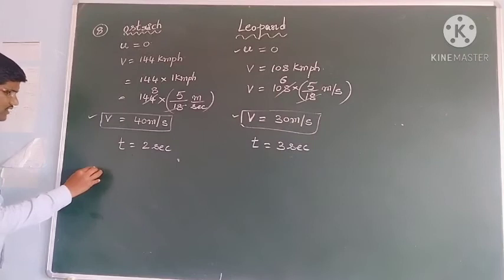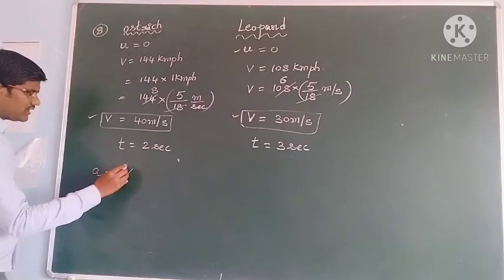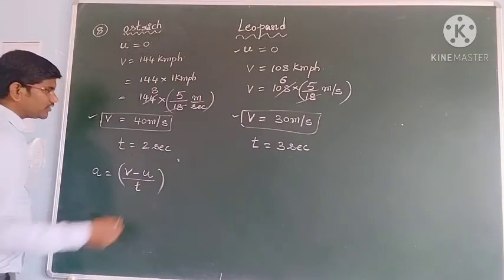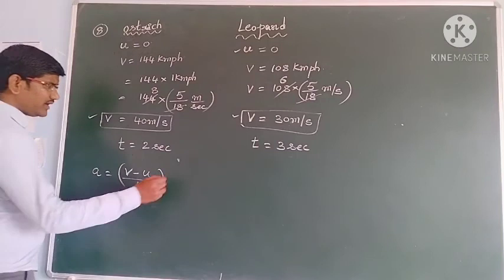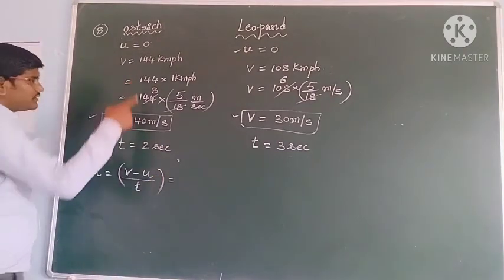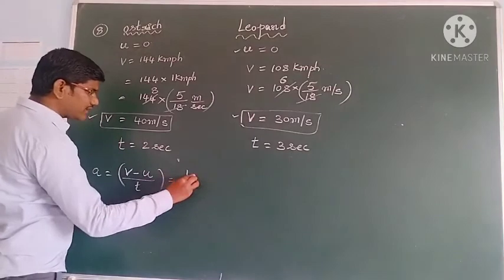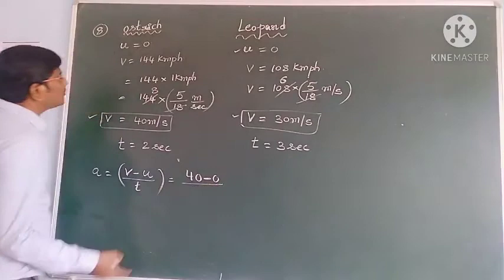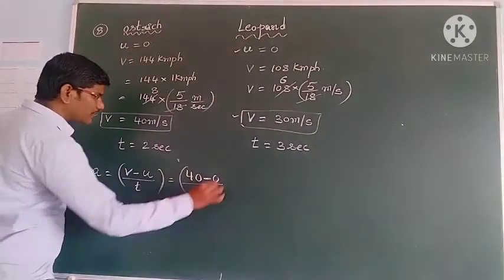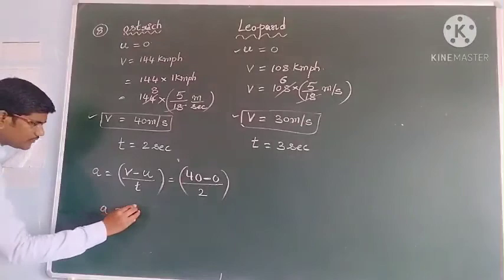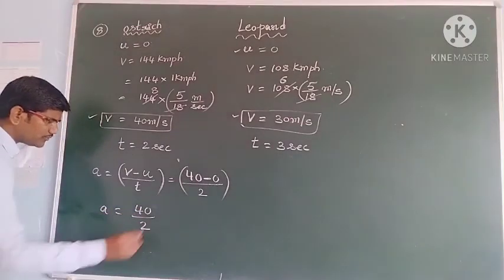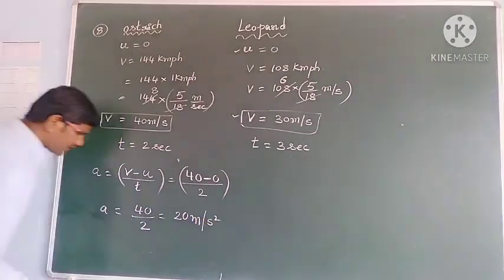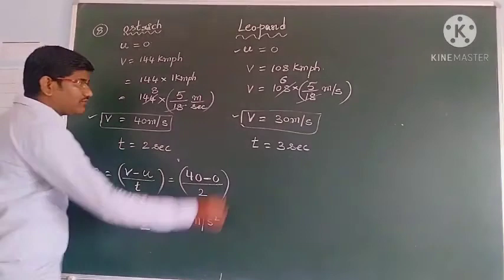So its acceleration, a is equal to v minus u by t. Okay students, so v minus u by t. And now we know this v value, 40 meters per second, and initial velocity 0. So 40 minus 0 by time, you write it 2. Then a is equal to 40 by 2, so you will get 20 meter per second square. This is the acceleration of the ostrich, A1.